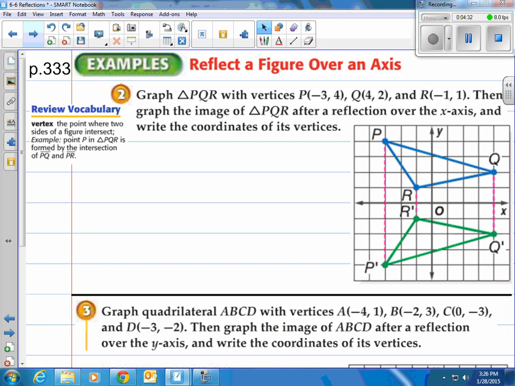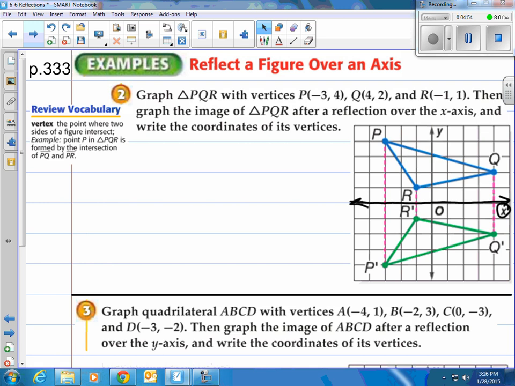So they want you to find those coordinates. So you can see they actually did this in the picture. The blue one is the original, and then they reflected it over the x-axis. Hopefully you can see the x-axis is located right here. Okay, it even says x-axis. So they reflected it over the x-axis.